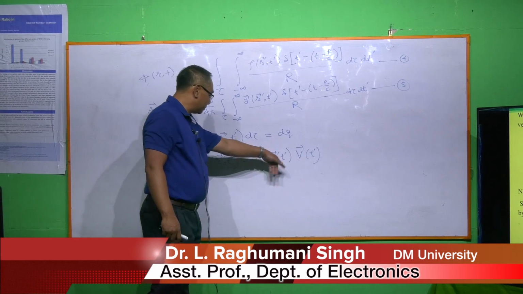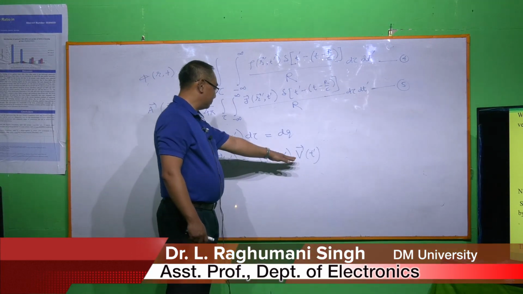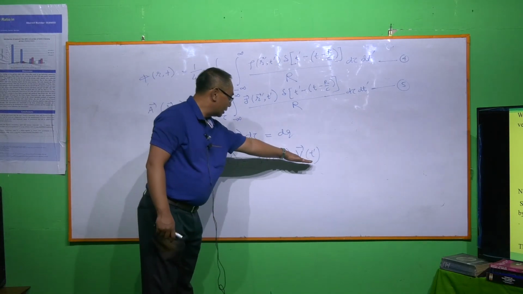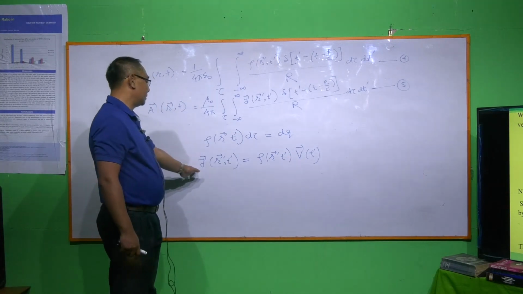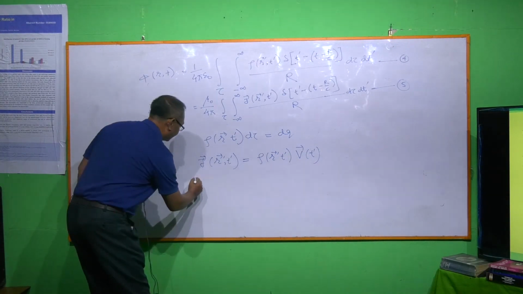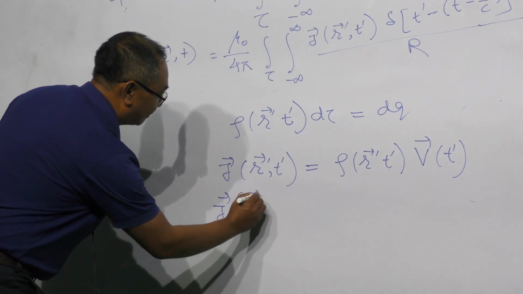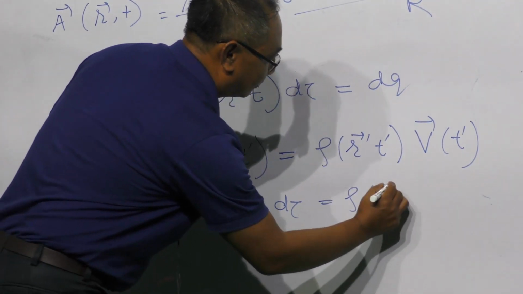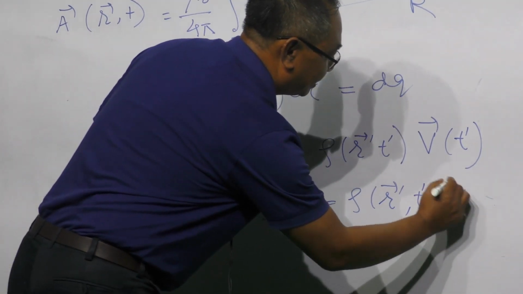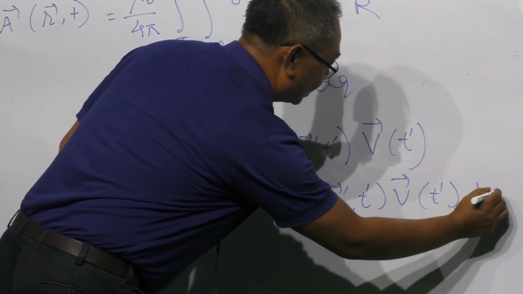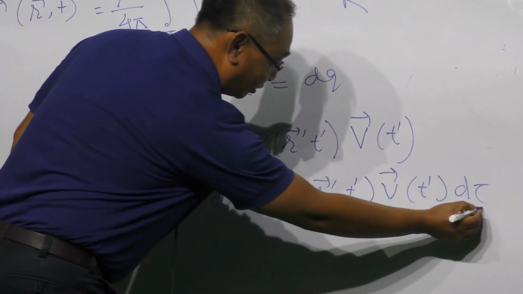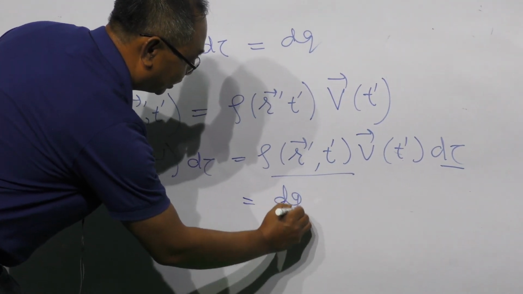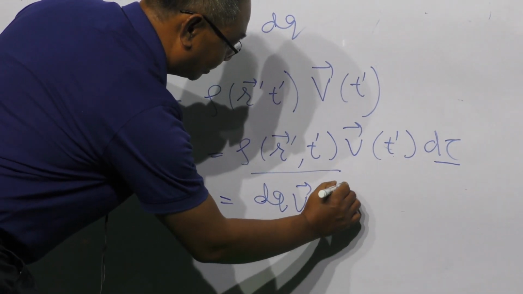So here, when we simplify rho and B, we can find the dimension of the current density, so I can write these two products to be equal to the current density. And after that, I can add again J(r', t') dτ should be equal to ρ(r', t') B(t') dt'. Now in this case, the product of this will represent dq, so that I can write dq B(t').